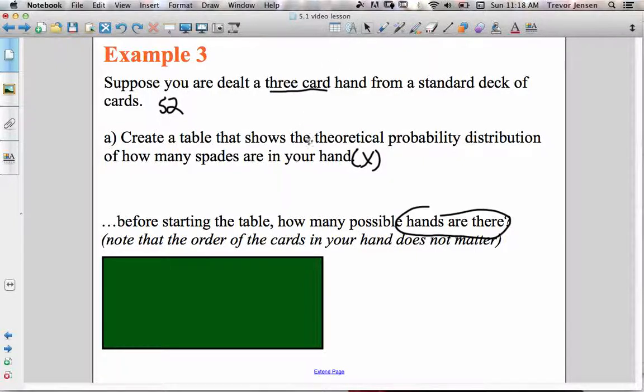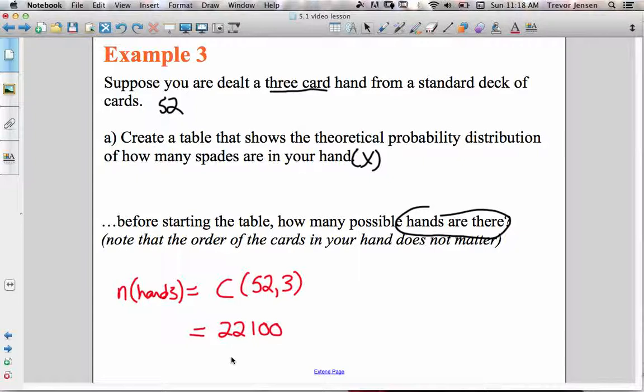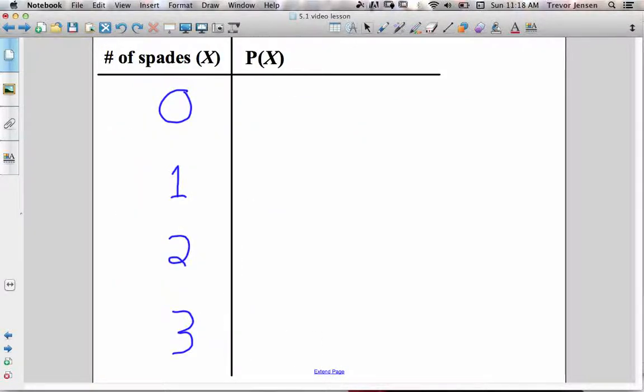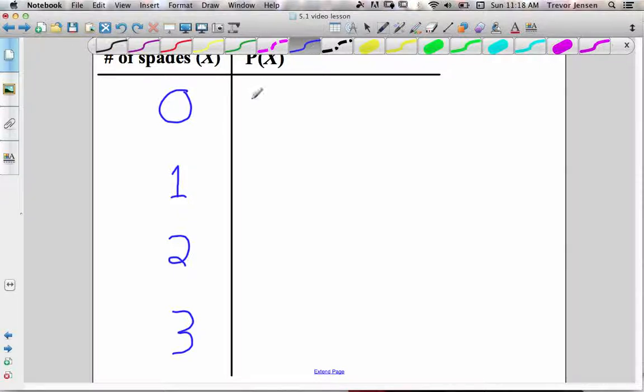Keeping in mind the order of the cards in your hand doesn't matter, so we would just do 52 choose 3, and we'd figure out there are 22,100 different 3-card hands you could have. So when we're doing our probabilities, we're going to be dividing by 22,100 each time. So, I'm not going to color code this one. Hopefully we can figure this one out without color coding it.